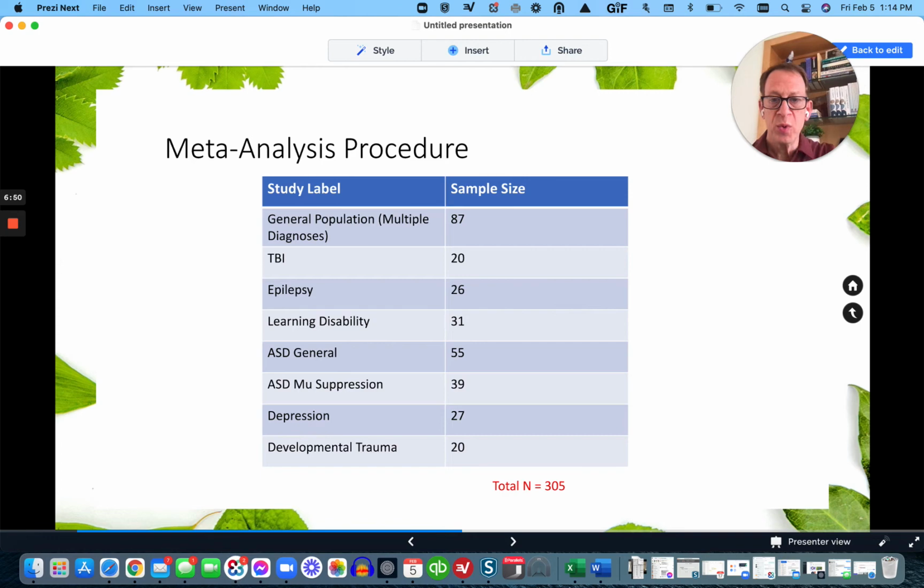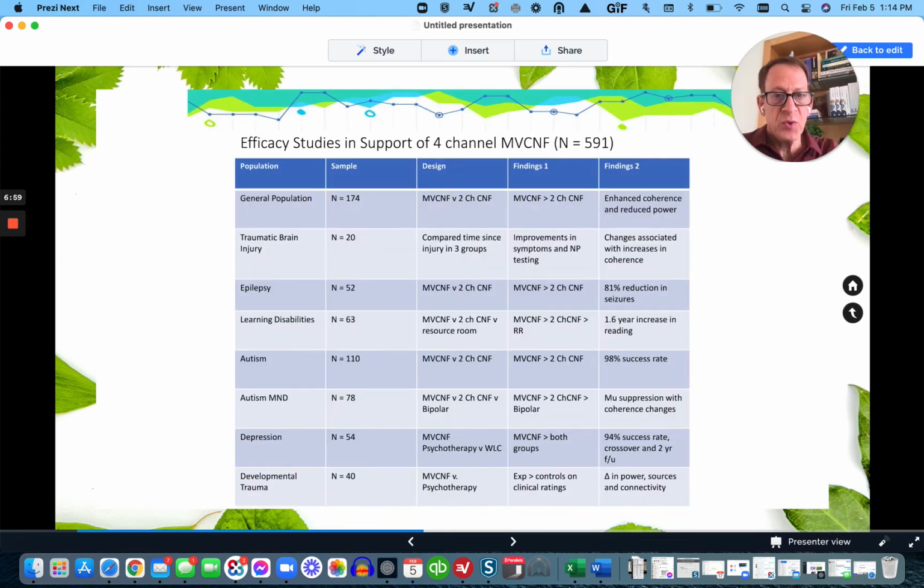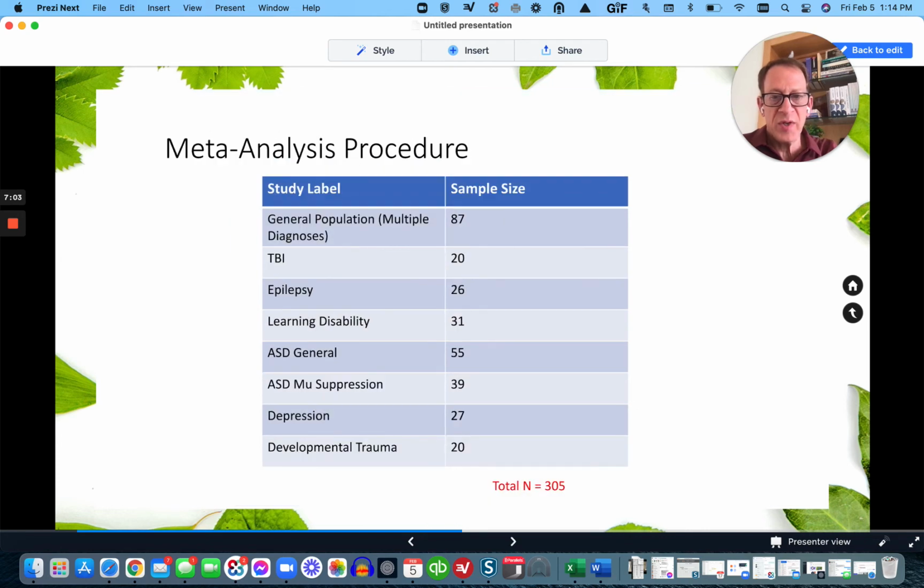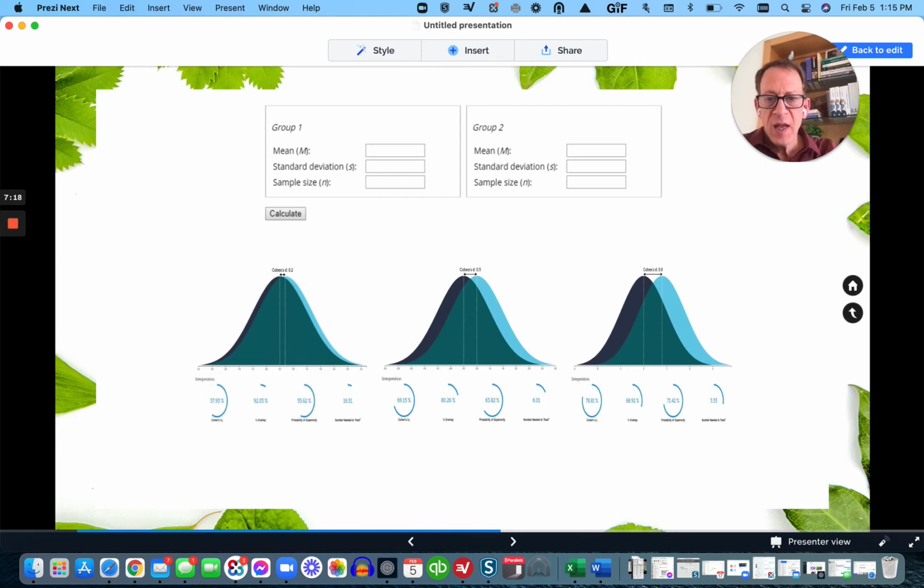When we pool all of the subjects, all of the experimental clinical subjects, it's a total N of 305. If you include the control samples, it's 591, just so you know the numbers that we're talking about. And this is the numerical breakdown in each study for the experimental groups. They were getting the 4-channel multivariate coherence training. So you can see that across studies. And here were the effects.